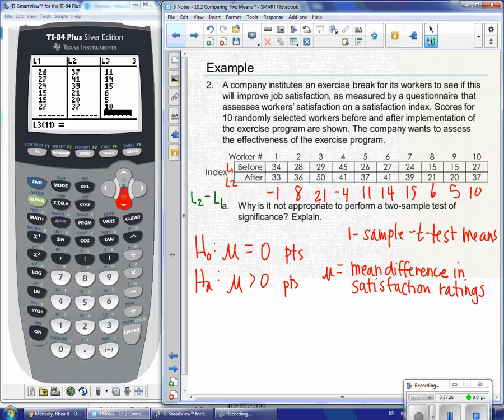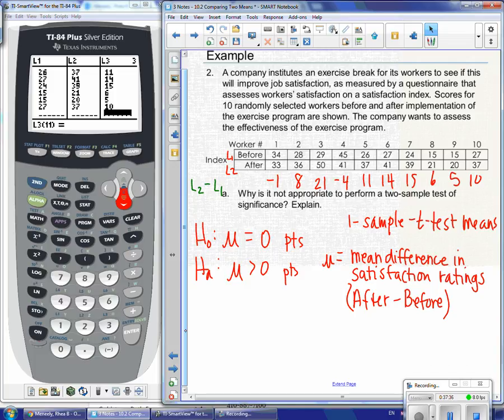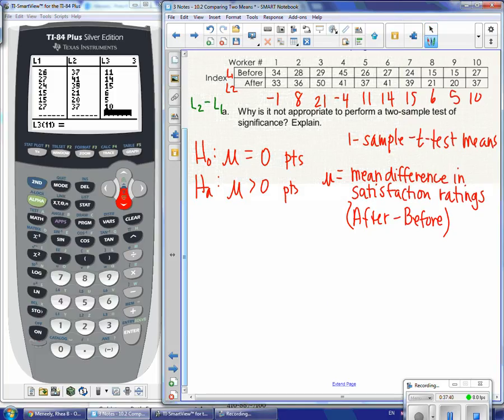And I did after minus before. And so I'm just going to go ahead and indicate how I did that subtraction. So let's talk about our conditions. We're going back to what we did in Chapter 9. So this is just using the one sample procedures.